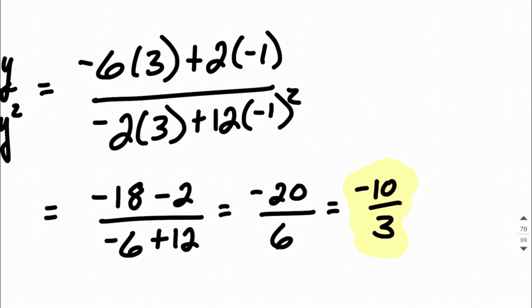All right, hope this helps out as you're working through learning about implicit differentiation and finding slopes of tangent lines, which are, of course, the same thing as the derivative evaluated at that specific value.